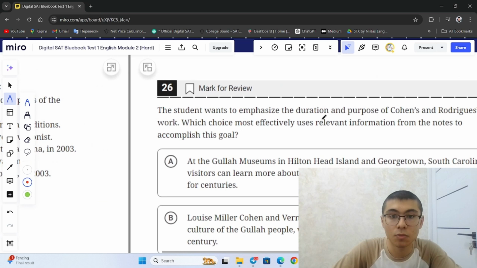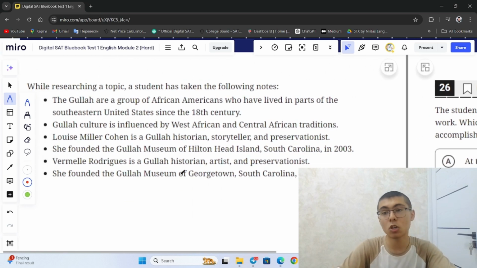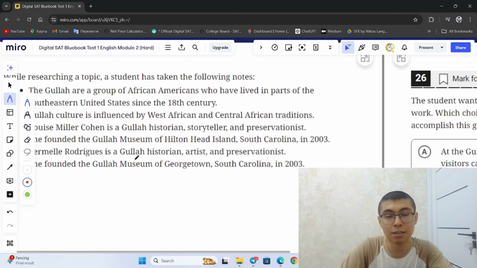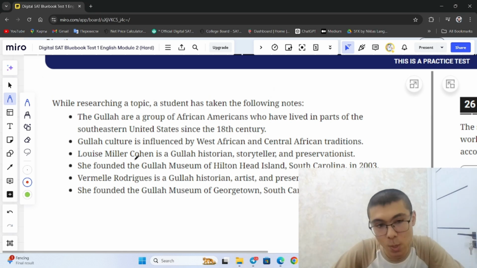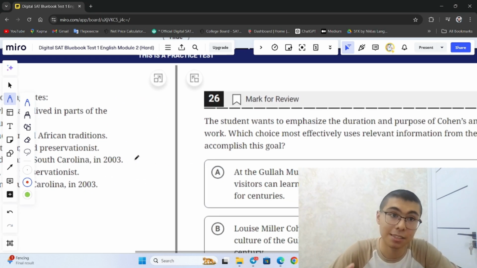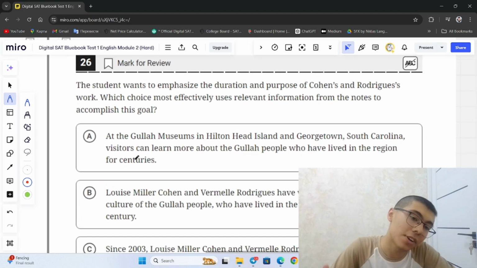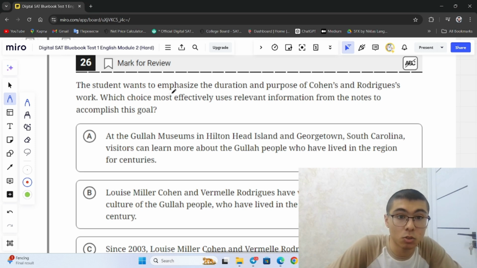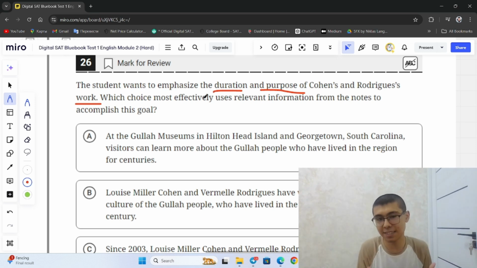26. So we don't need to read the notes except in some cases. But in module 2, if you can't differentiate between some options, I recommend you read them, but in most cases, don't read them, especially in module 1. But still, this is module 2, so I might need to read the notes if I'm not 100% sure between the choices. The student wants to emphasize the duration and purpose of the work. Okay, I need a duration and purpose, and that's it. That's simple, right?